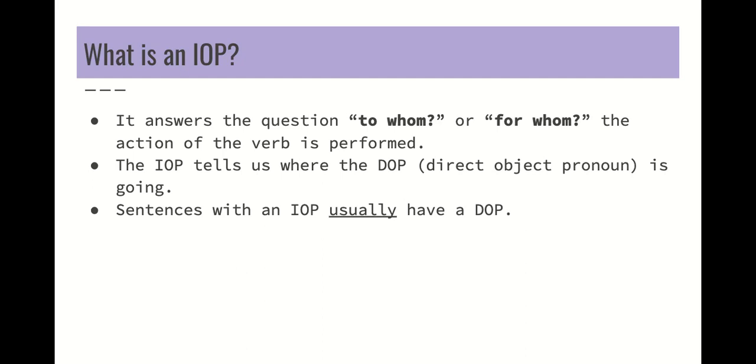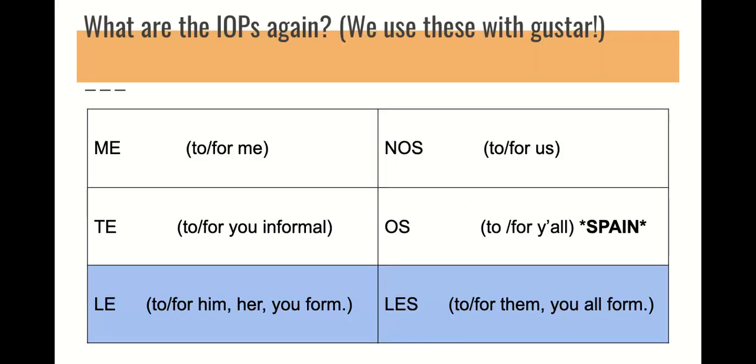So if I give you a gift, who's receiving the gift? You are. Okay, so look at the sentence. Whoever the person is receiving the item is going to be what we're putting an IOP in for.